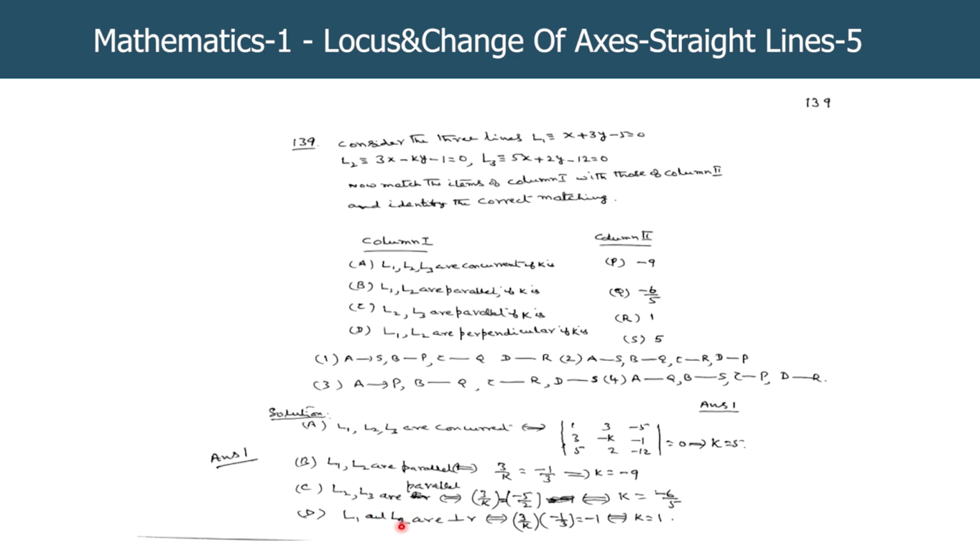And L1, L2 are perpendicular if the product of slopes is equal to minus 1. So that is 3 by k into minus 1 by 3 is equal to minus 1, and k is equal to 1. So the correct matching is R. So here the correct option is A goes to S, B goes to P, C goes to Q, and D goes to R. So the correct option is option number 1.